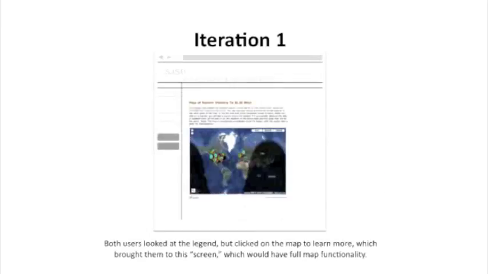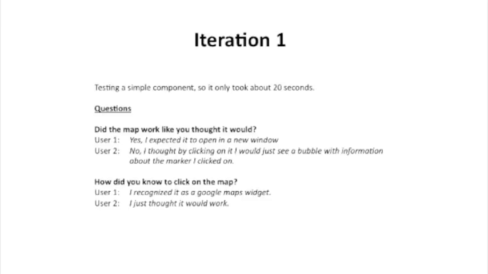And so both users looked at the legend but clicked on the map to learn more. And by clicking on the map, it brought them to this screen, and that would work like a regular Google map. So after that, it was only like 20 seconds because it was one click.